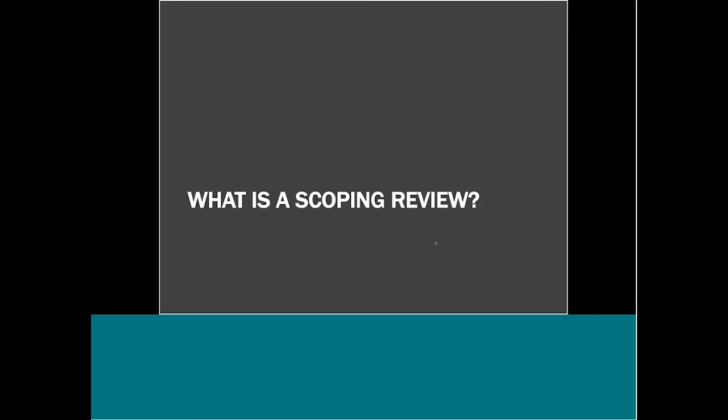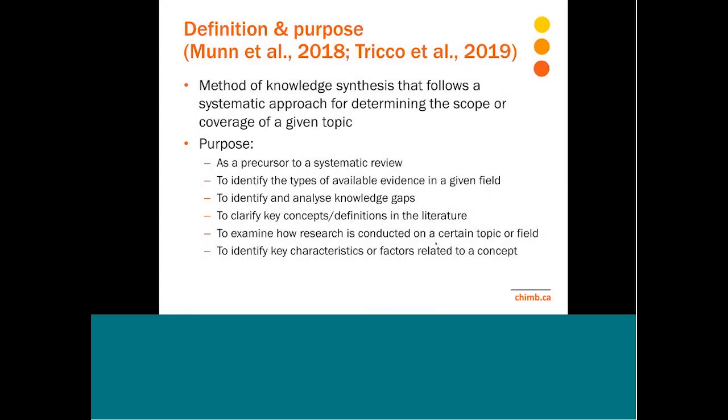So very quickly, what is a scoping review and why did I choose this method? A scoping review is a method of knowledge synthesis that follows a systematic approach for determining the scope or coverage of a given topic. And while systematic reviews are useful for answering clearly defined questions, scoping reviews are more useful for answering broader questions, which was more consistent with the aims and objectives of this study.